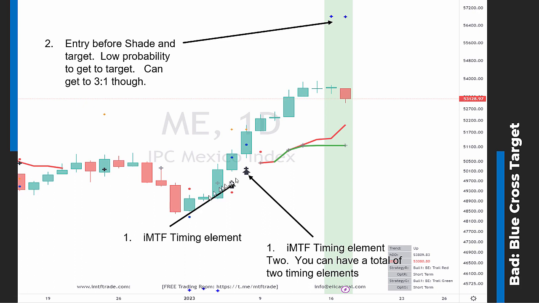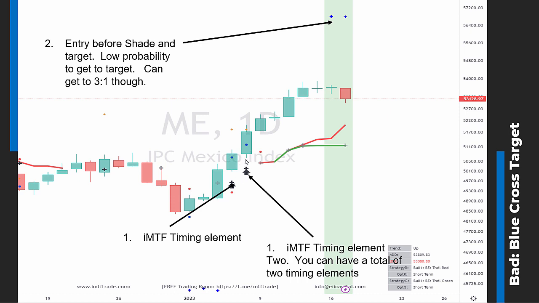Here's another example where you have an iMTF entry right there, and if you look, there is no shade here. There's no cross targets at all. Once the trend started, believe it or not, you got to 3-to-1, and then the blue crosses appear. So this is a situation where, just like the previous example, the targets appear after you enter the trade. Believe it or not, if the targets appear after you enter a trade, that is not a good situation at all. Because if you think about this, when you enter here, there should be a new trend or existing trend.